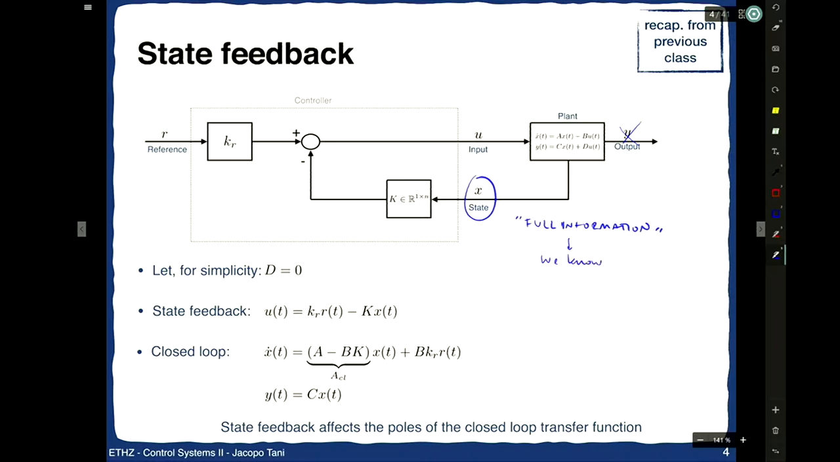And of course, this is a big hypothesis because it doesn't really happen in the real world. In fact, the next class is all going to be about how we deal with this hypothesis. How do we actually get the state so that we can apply all the good stuff we've seen in the previous class and that we're going to see today?